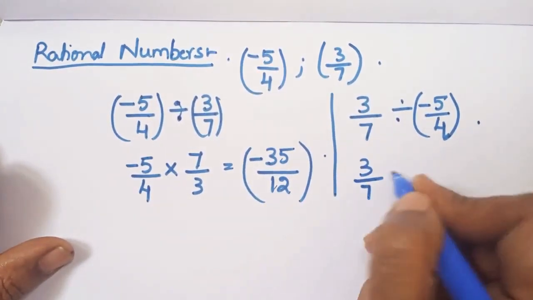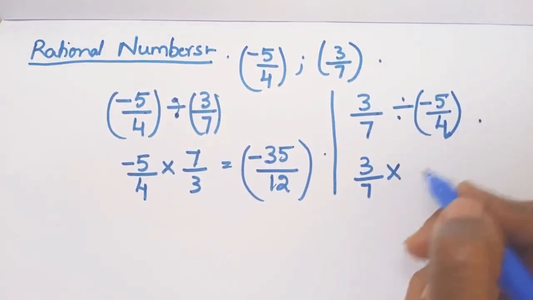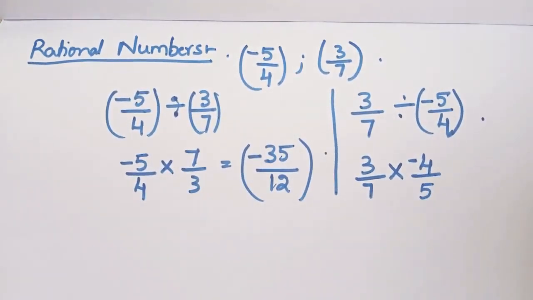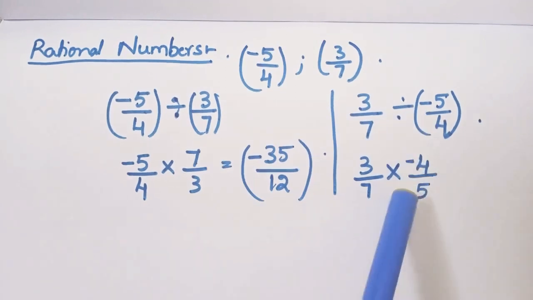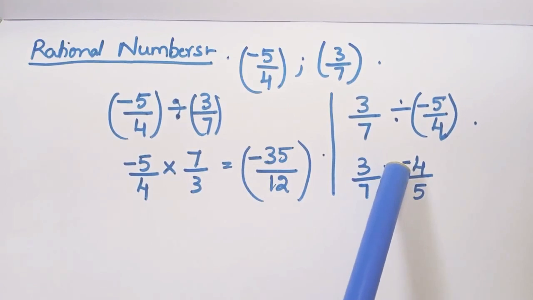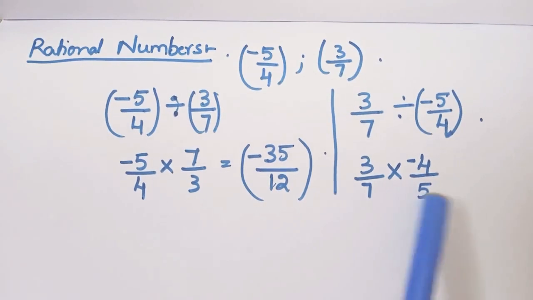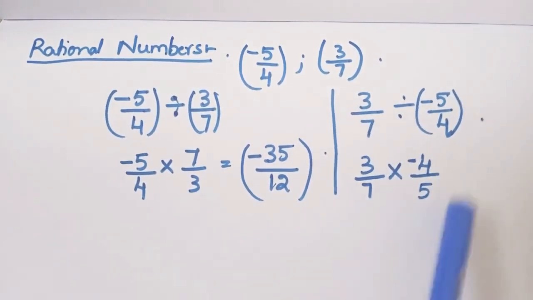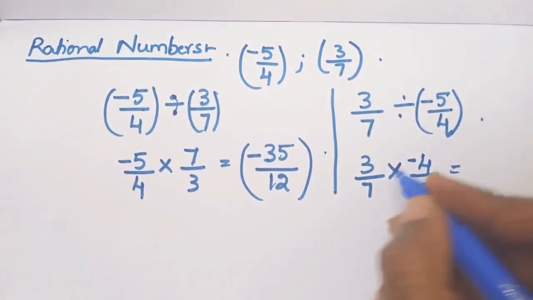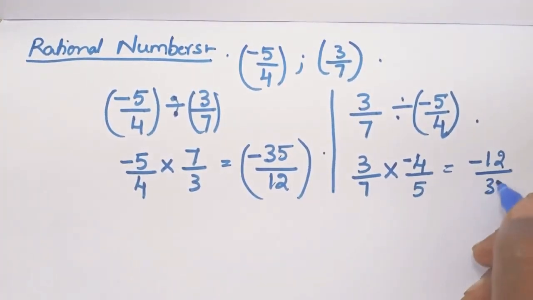3 by 7 will be as it is. This symbol becomes multiplication, and now the reciprocal I need to take, that is minus 4 by 5. See, even though I bring this minus 5, I can always send my negative sign to the numerator. Understand? Whenever you are taking a reciprocal, it's not compulsory that minus 5 should be written down only. The minus symbol will go for the entire number. So it can be taken up. So there are no cancellations possible. What is my answer? 3 4s 12, minus 12 by 7 5s 35.